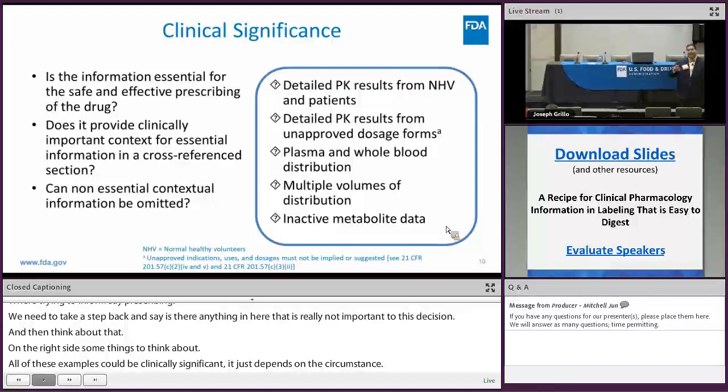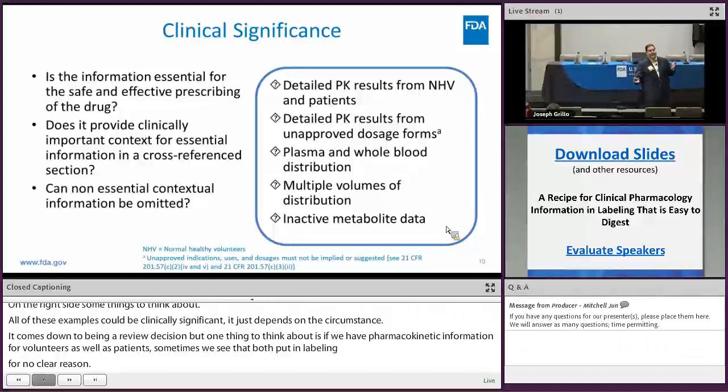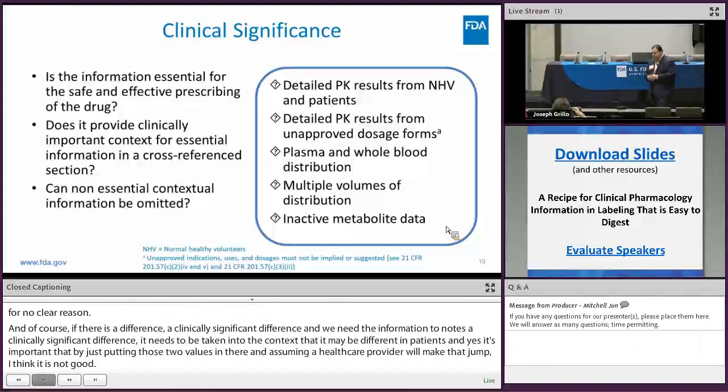Now, of course, if there's a clinically significant difference, and we need that information to know, well, okay, there's a clinically significant difference, so the drug interaction studies that did in healthy volunteers I need to take into the context of it may be different in patients. Yes, that information is important, but by just putting those two values in there and assuming a healthcare provider is going to make that jump, I think is not good. I think if that's our goal, then we would need to somehow link that, explain that that's what the issue is, right?